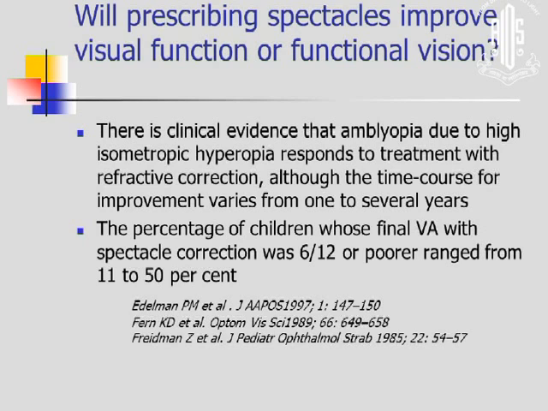But the percentage of children whose final visual acuity with spectacle correction was 6/12 or poorer showed a significant reduction, ranging from 11% to, in some studies, as high as 50%. So you need to follow up these children very carefully and maybe be more aggressive in your follow-ups and your treatment if visual acuity is not improving the way we would want it to.